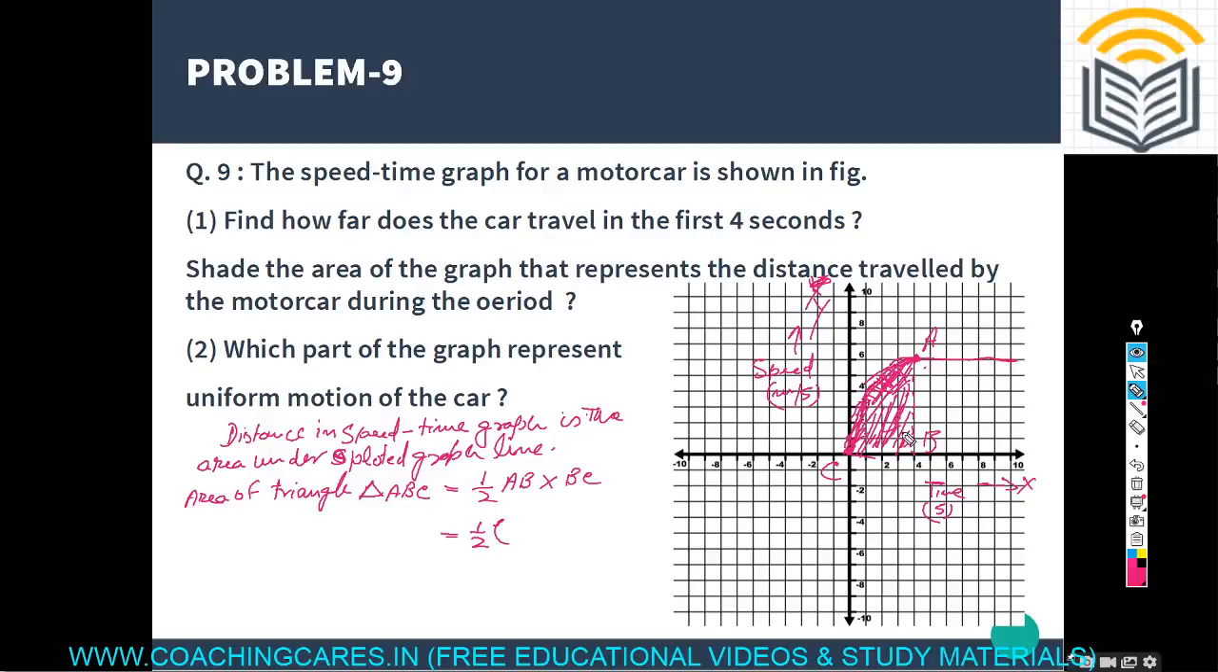So AB is this much distance, which is 6 here, and BC is 4 seconds. This is 4. So that will become 24 by 2, and that is 12 meters. So this is the area of the triangle, and that is nothing but the distance. So like this we'll calculate the distance from the speed time graph. I mean the shaded area under the graph line is the distance for the speed time graph.